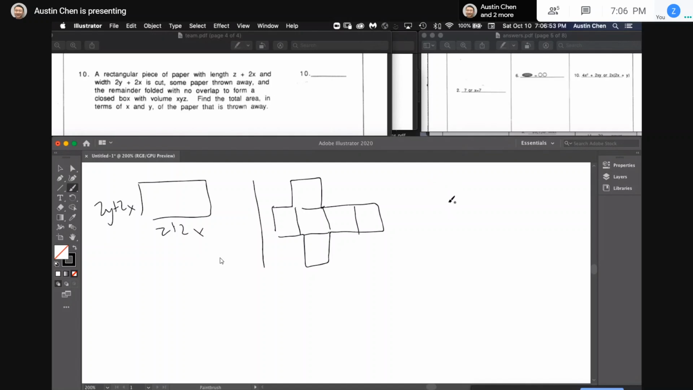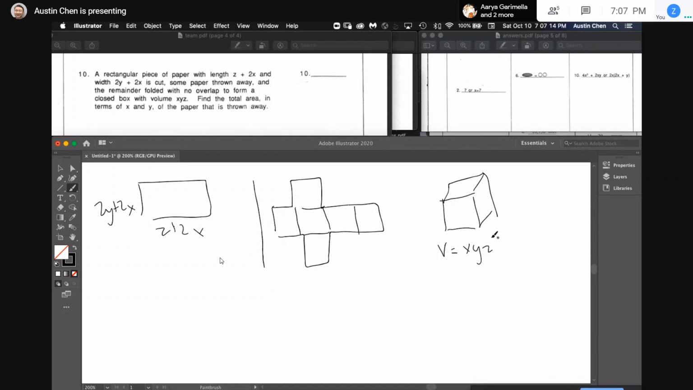So we have a box, but we don't know its length. All we know is the volume, right? The volume is XYZ. I don't know, do you see a way to find the surface area here?